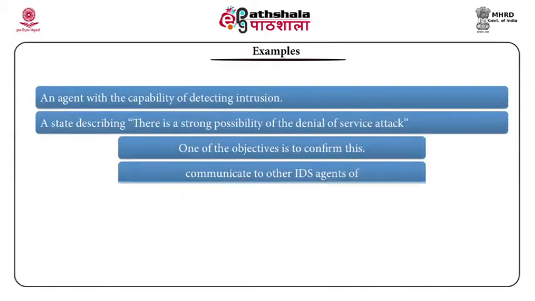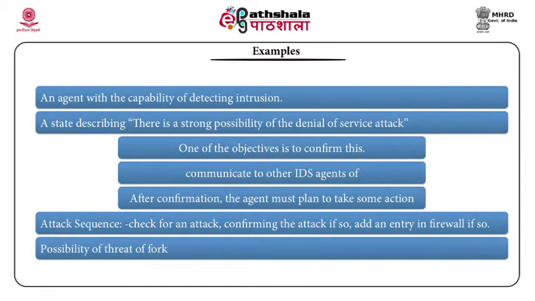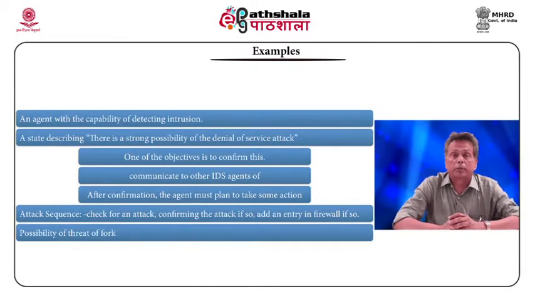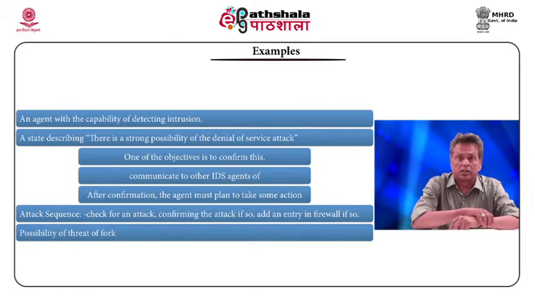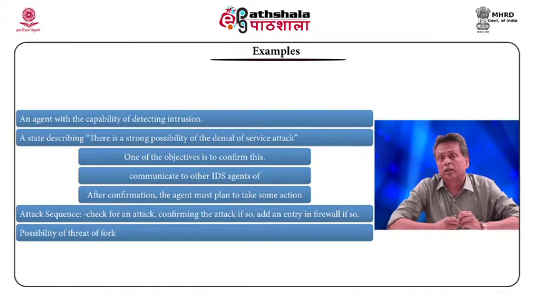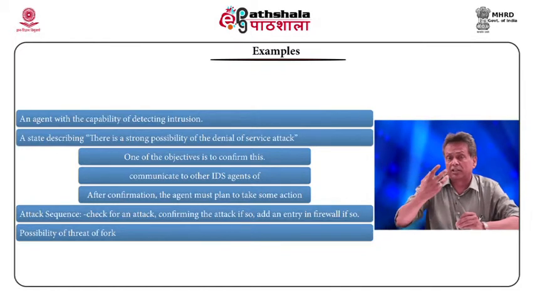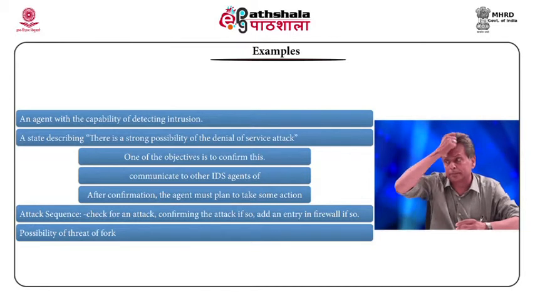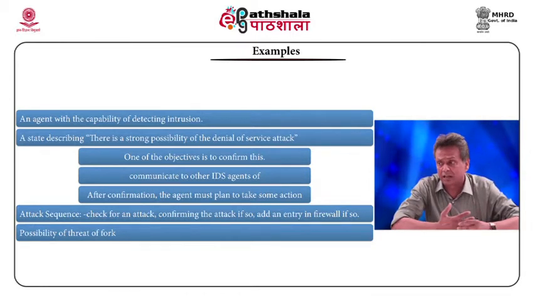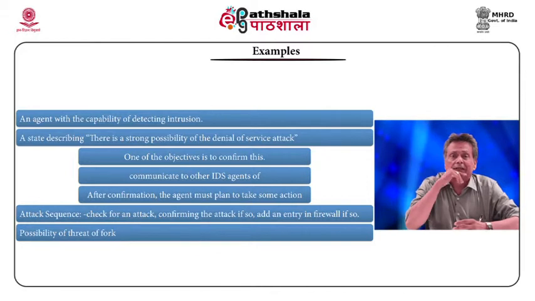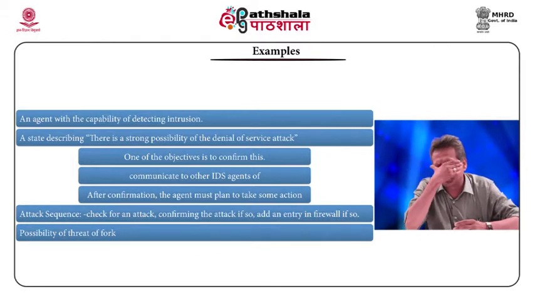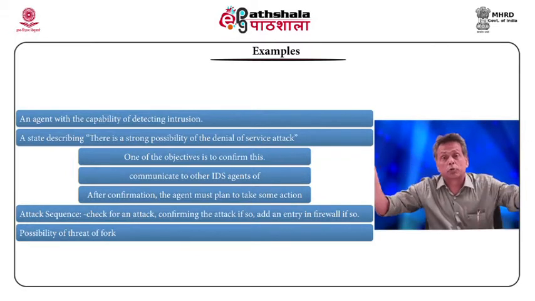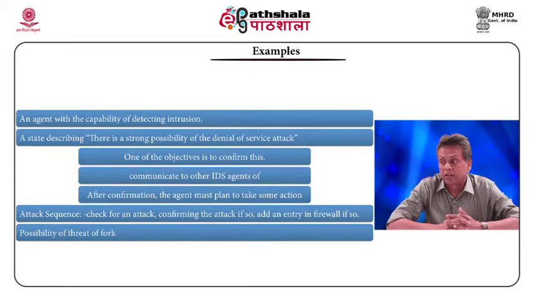Well, there is an example. For example, an agent which is capable of detecting an intrusion. There is a state which says that there is a possibility of a denial of service attack. Now you will have to move on from this state, and one of the objectives of the intrusion detection agent is, whenever there is a possibility, to confirm. So it should go to a state called confirm. The other objective is to communicate to other IDS agents running elsewhere in the network, and the third one is to take preventive action. So these three things are to be done.